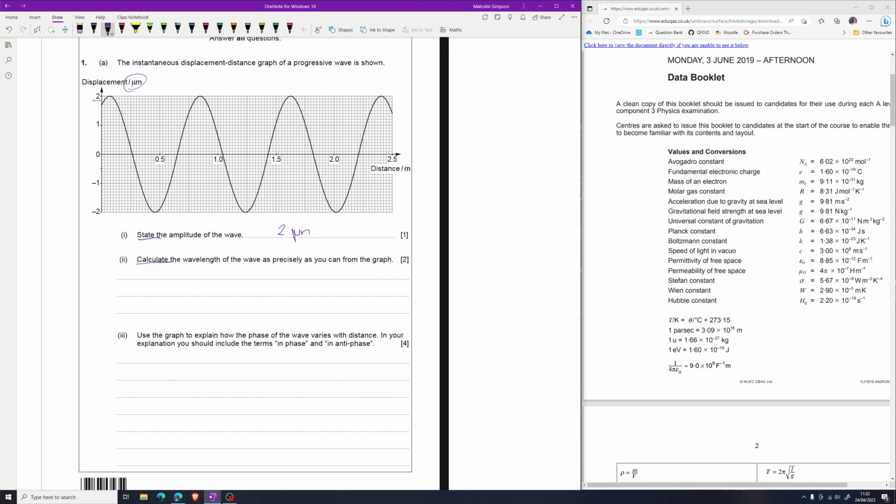Calculate the wavelength as precisely as you can from the graph. Now notice it says calculate, it doesn't say state. So that gives us a clue, because you can read a wavelength off the graph. It's from there to there, for example, is a wavelength. But this says calculate as precisely as you can. So for maximum precision, instead of measuring a single wavelength, we would want to measure some wavelengths and do a calculation. So if I just check where this peaks, you'll only ever have to do this to the nearest grid line. That is the third minor grid line in from that end.